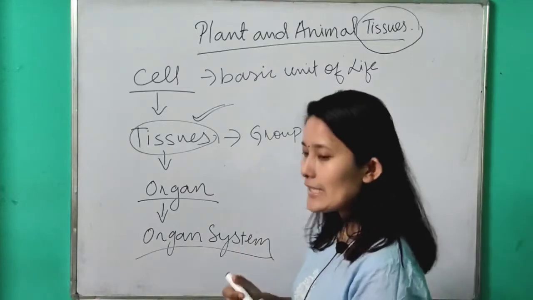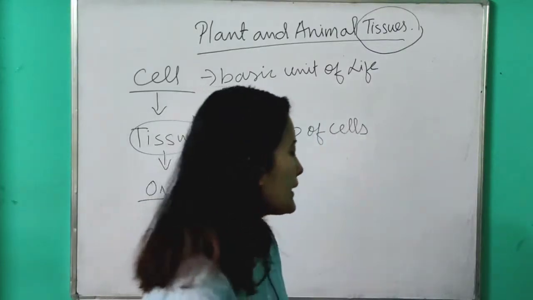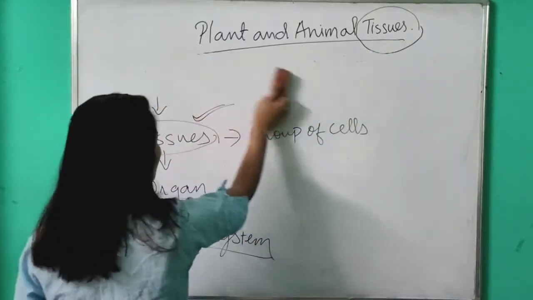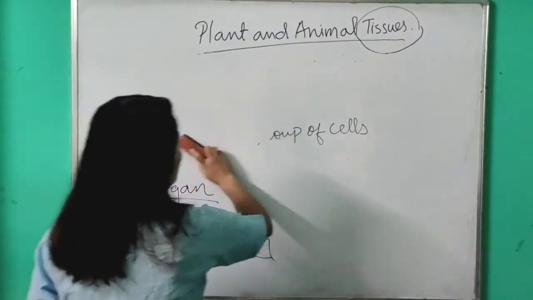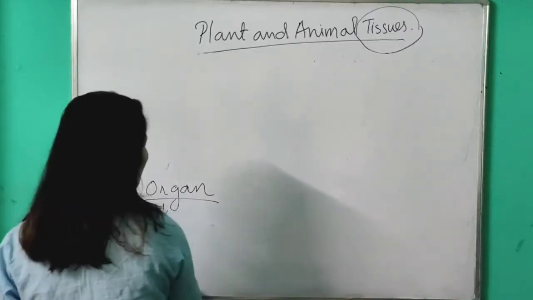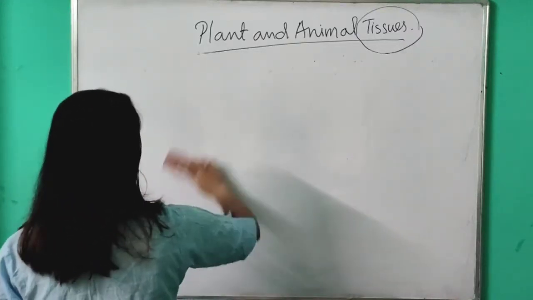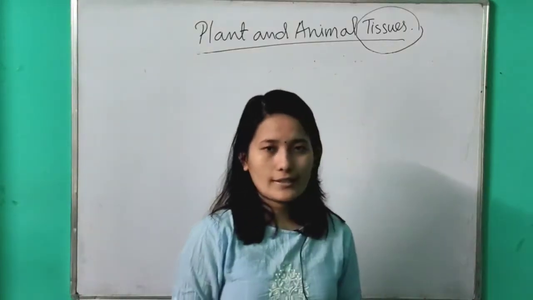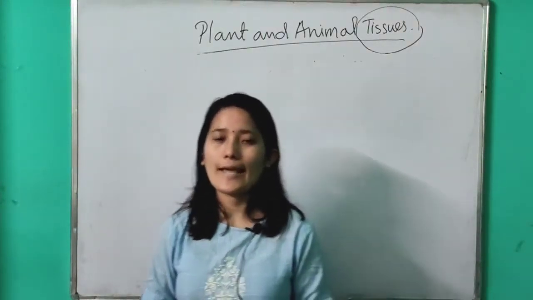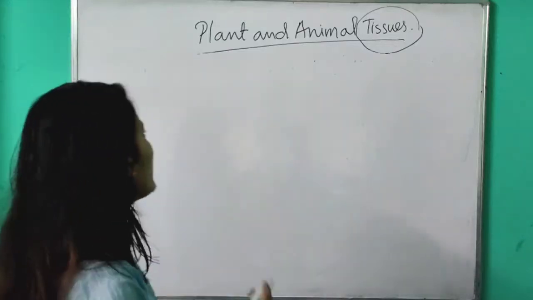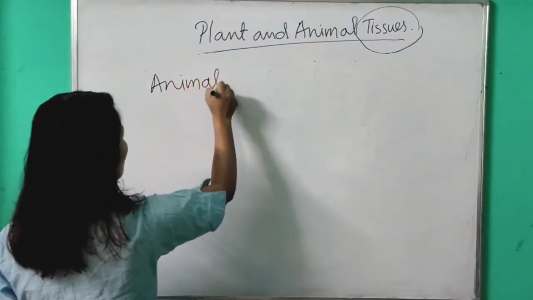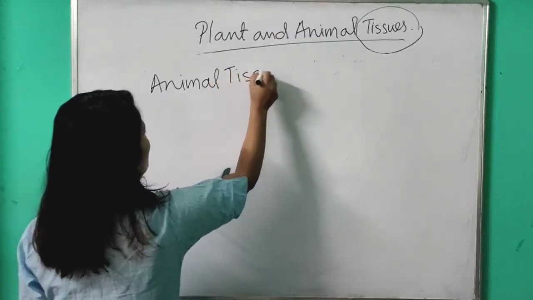Okay, so in this chapter we will be discussing in detail about plant and animal tissues. In this class we will first take up animal tissues. What is animal tissue? Animal tissues are the tissues that are present in animals. Now this can be divided into different types. So your animal tissues can be divided into many types.